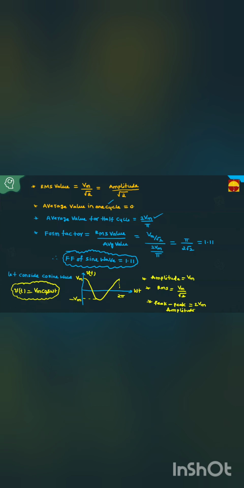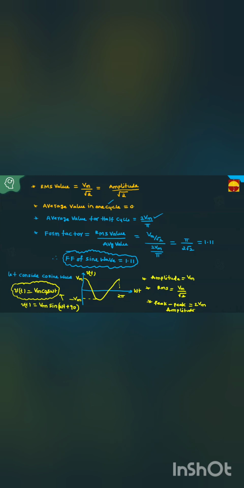Clear. But Vm cos omega t is equal to Vm sin of omega t plus 90, because sin of 90 plus theta is cos theta. Then you can write this as Vm sin omega t plus 90. Okay, these points we have to consider.